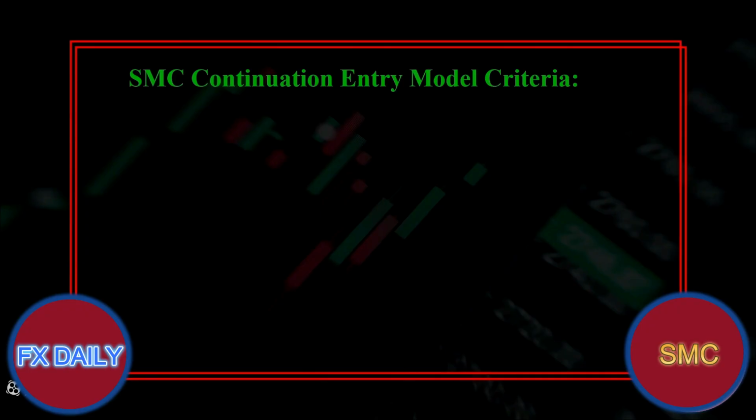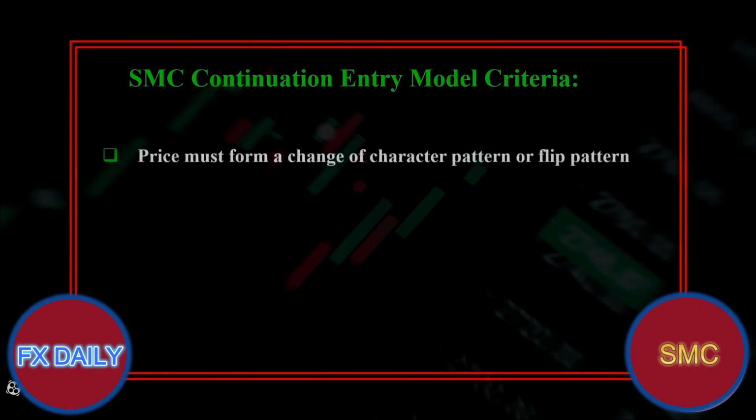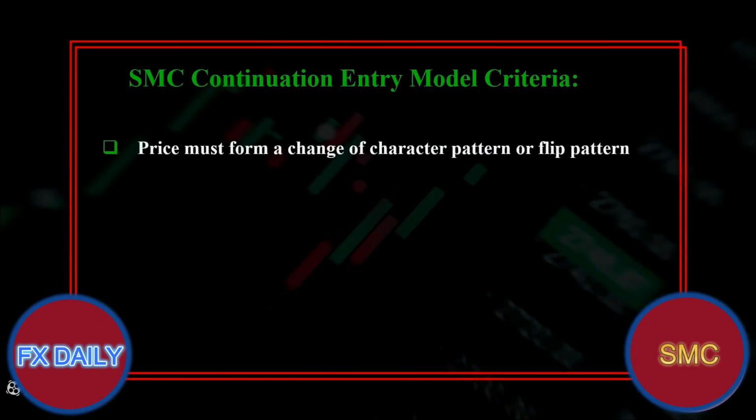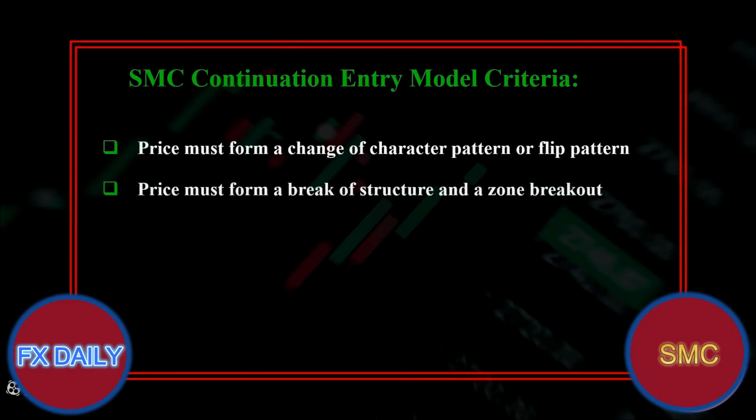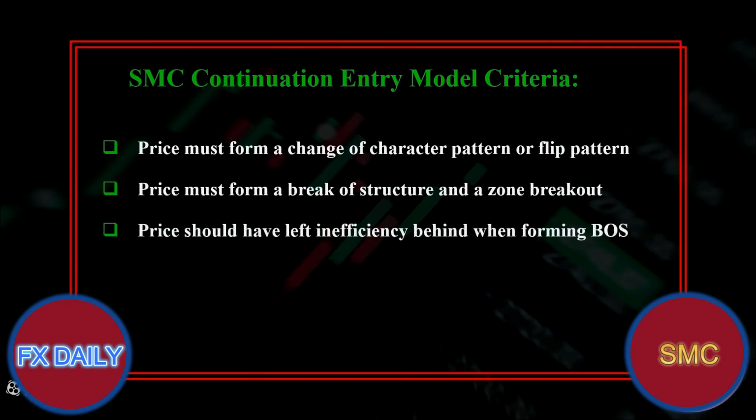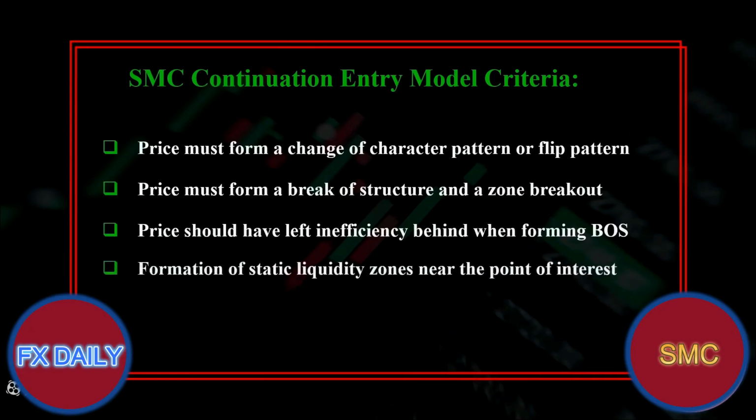To execute a trade based on the SMC continuation entry model, there are 4 basic criteria that must be considered. The first rule is that the price should create a change of character or flip rotation pattern. After reaching the demand zone of the higher time frame, we should be patient and wait for the break of structure and the failure of the area in the price movement.